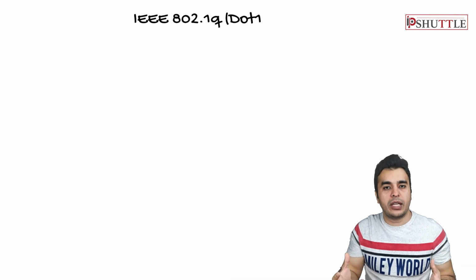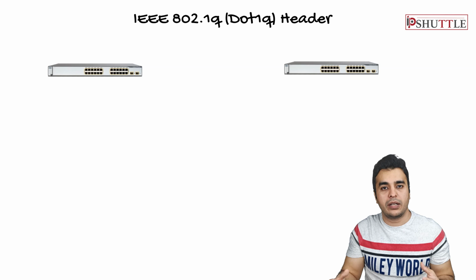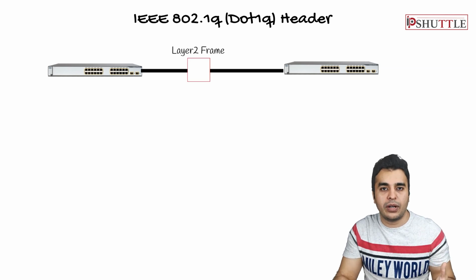When two switches are communicating, there will be frames traveling from switch 1 to switch 2. In this frame, there is technically a layer 2 header.